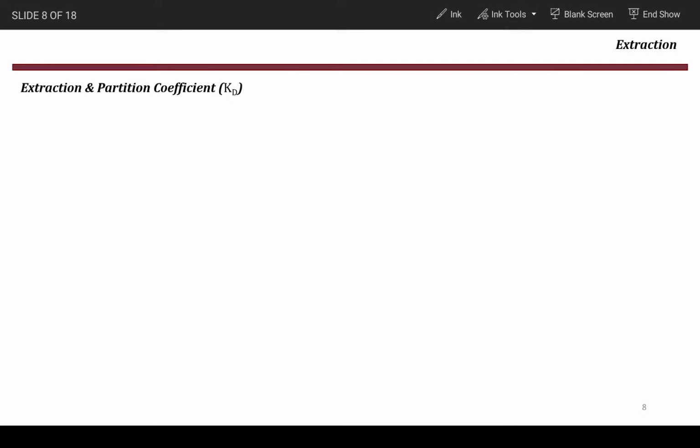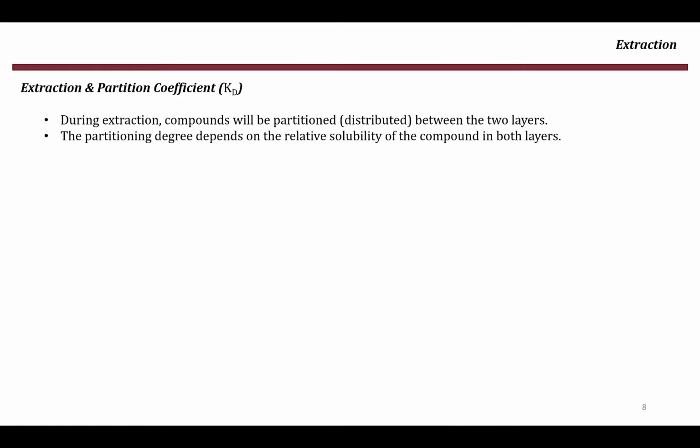Hi, in this video we will continue talking about extraction, but we will talk about something related to calculations related to extraction, which is called the partition coefficient KD. So we mentioned before that during extraction, compounds will be partitioned or distributed between two immiscible solvents. And we talked about that the partitioning degree depends mainly on the relative solubilities of this compound in both layers.